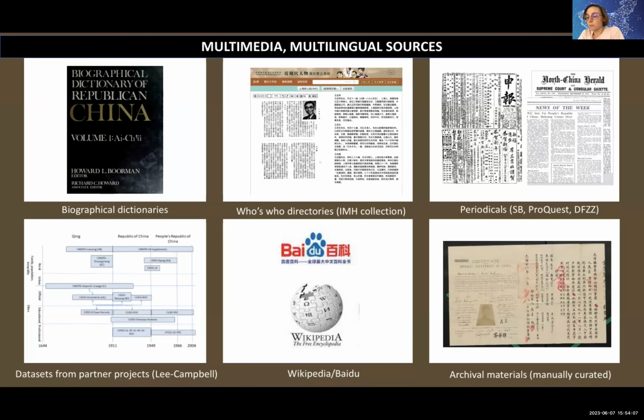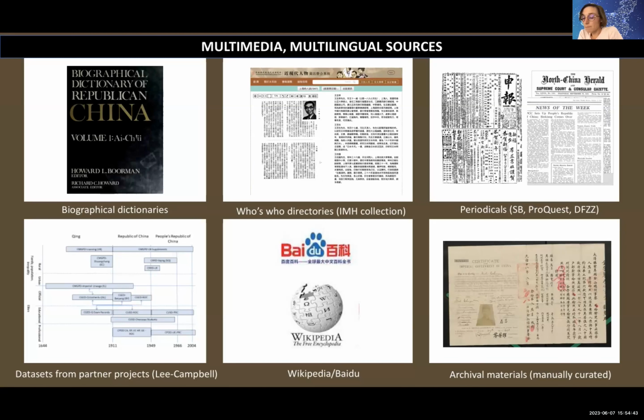Another important group of sources are data sets shared by partner projects, especially the Lee Campbell Group at the Hong Kong University of Science and Technology, who have built different data sets, especially the Qing government employees data sets and the Chinese university student data set. We also work with Torben Pelzer at the University of Leipzig, who has built a big database of Chinese engineers during this period. And this is another important source.